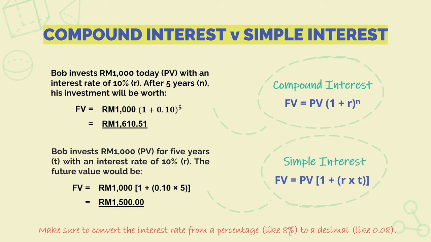So the calculation looks like this. FV is equal to 1,000 times 1 plus 0.1 to the power of 5, and the answer we will get is 1610.51.